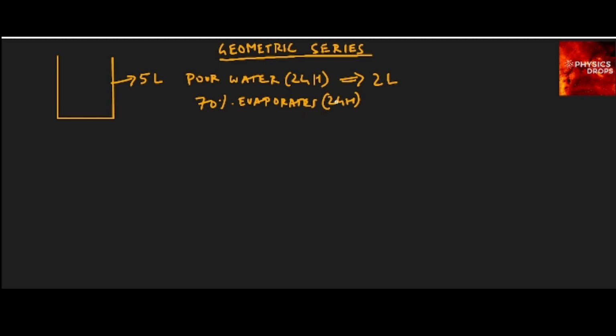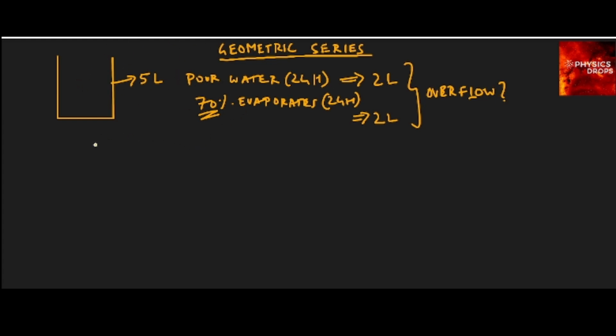Then after 24 hours, 70% evaporates. Again, I add 2 liters. Then 70% of whatever is there evaporates. Then again, I add 2 liters and so on. The question is, will it overflow at some point? The capacity is 5 liters and I keep adding 2 liters every day with 70% evaporating every day. It's a regular time period, let's say 24 hours. So the question is, will the water overflow from the container?